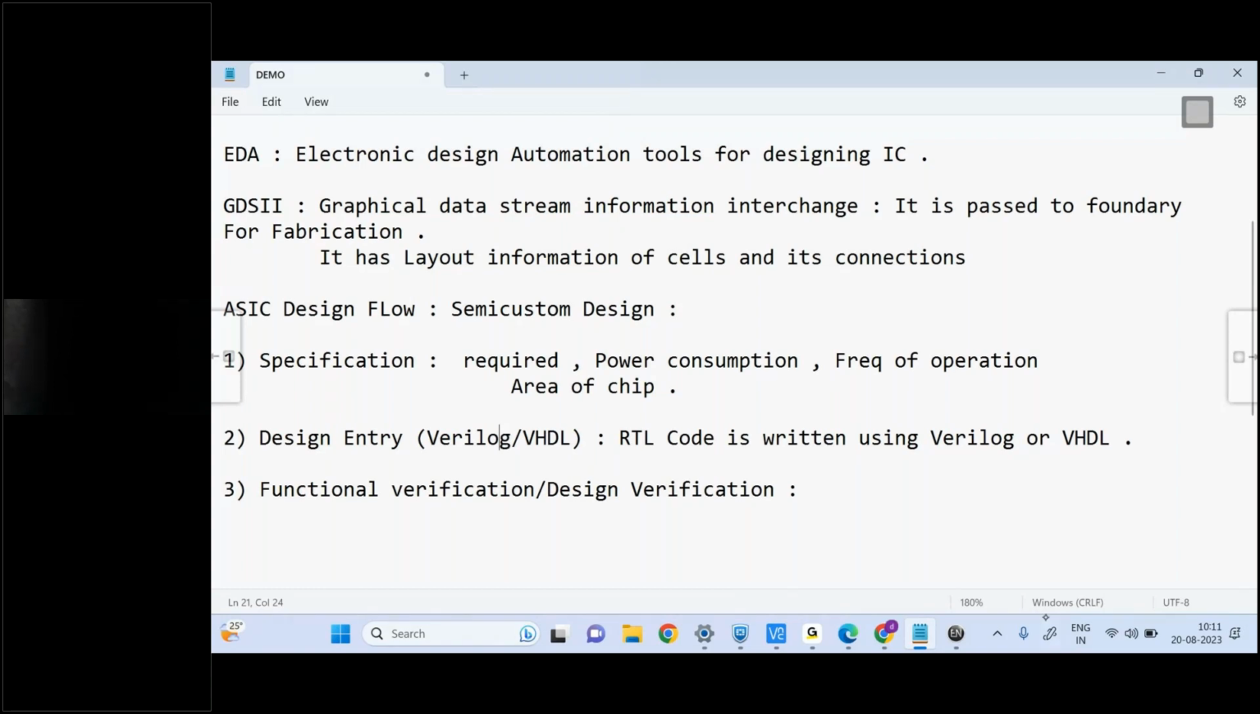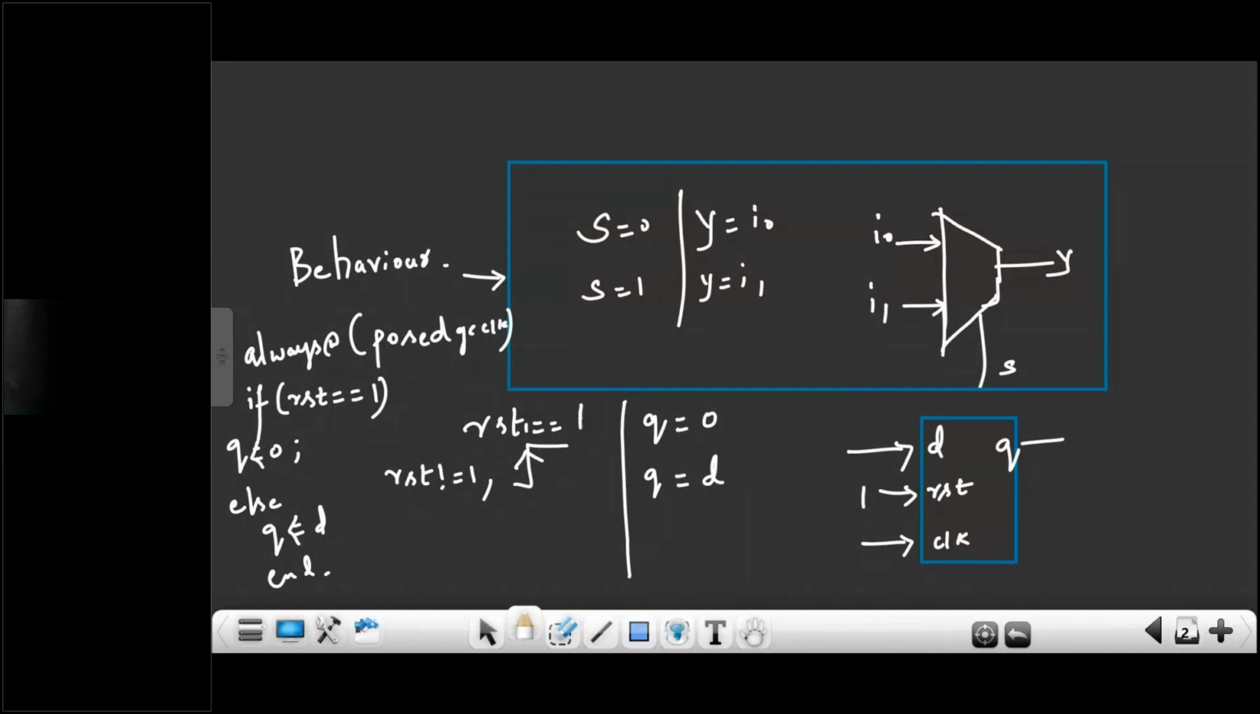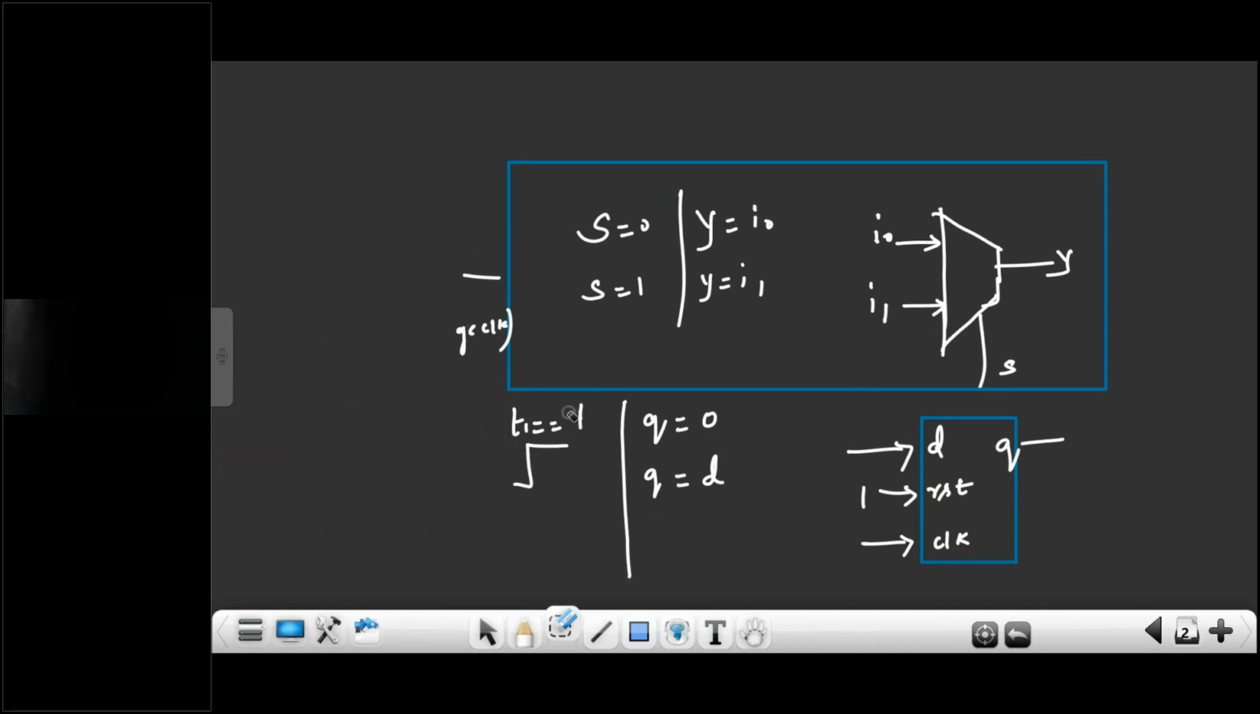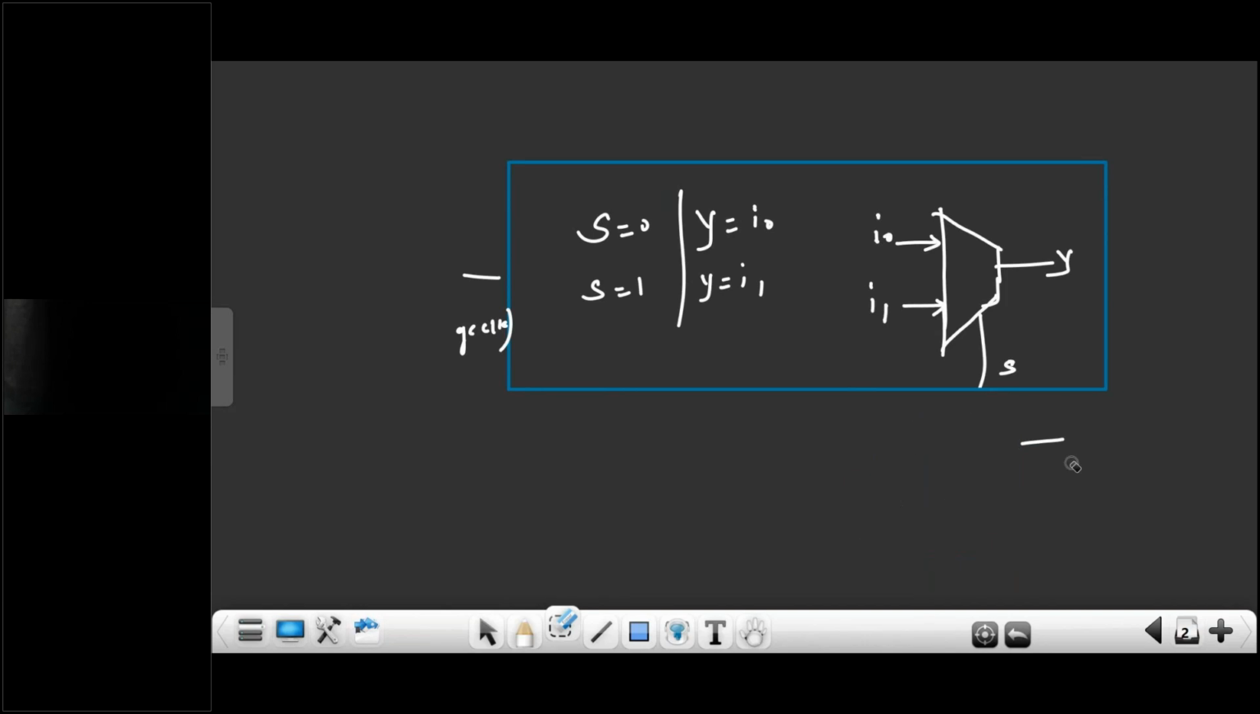See, I have written the program for Mux. Right? This program I have written for Mux. The program which I have written for Mux has inputs I0, I1, and S, and output as what? Y. So what you do is now you start applying different test cases for this design. You start applying different test cases and find what is the output.